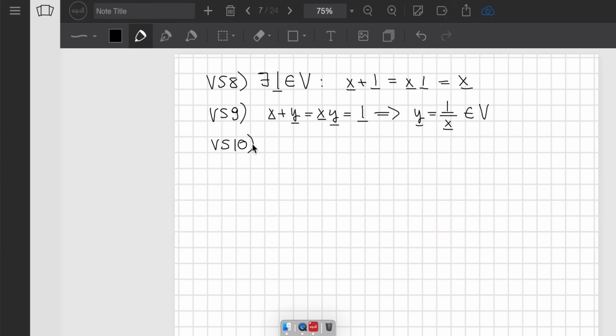Finally, VS10. We have to show that 1 times x is equal to x. Well, what is 1 times x? It is equal to x to the power of 1, right? And what is a real number to the power of 1? It's just that real number. Okay, so obviously all the conditions VS1 through VS10 are met, and consequently V is indeed a vector space.